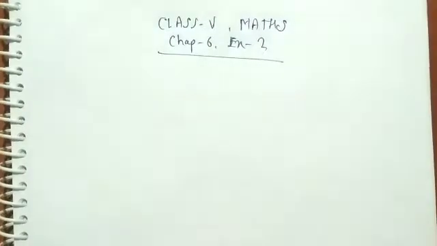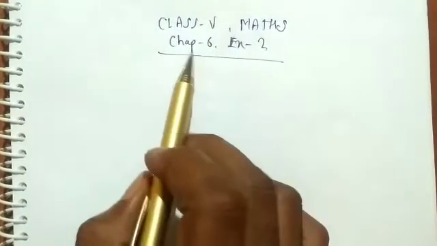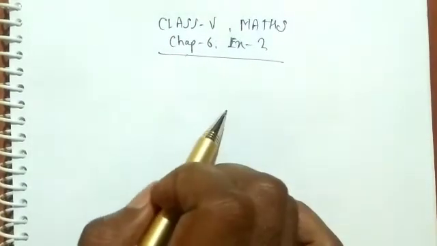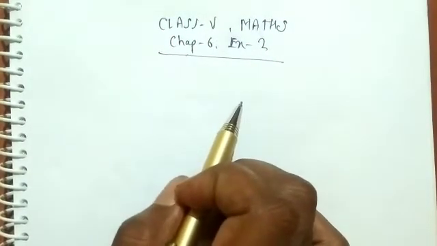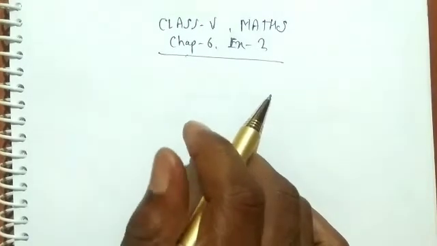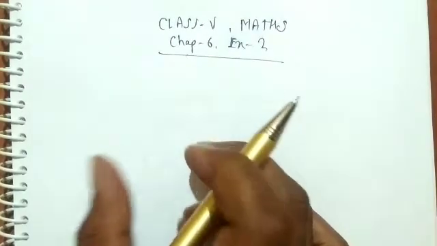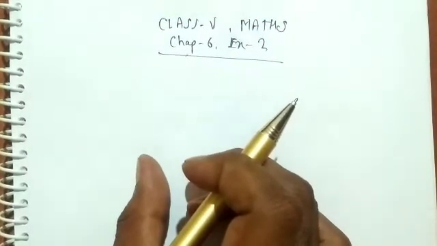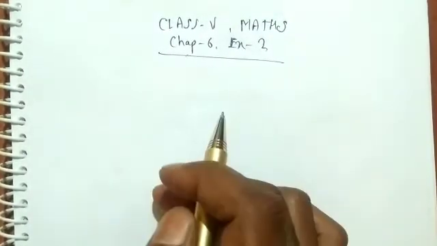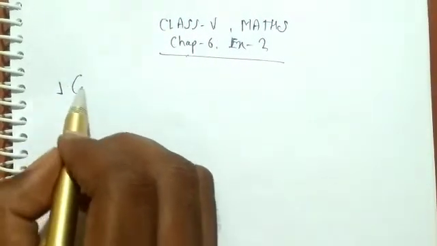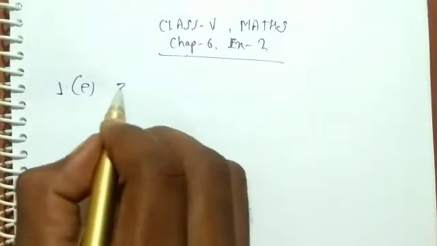Dear students of class 5th, chapter 6, decimals, exercise 2, we have to complete today. In this exercise, you simply have to write the place value of the decimal numbers and expand the decimal numbers in decimal form or fraction form, or both. So, first of all, we start with question number 1, part E.